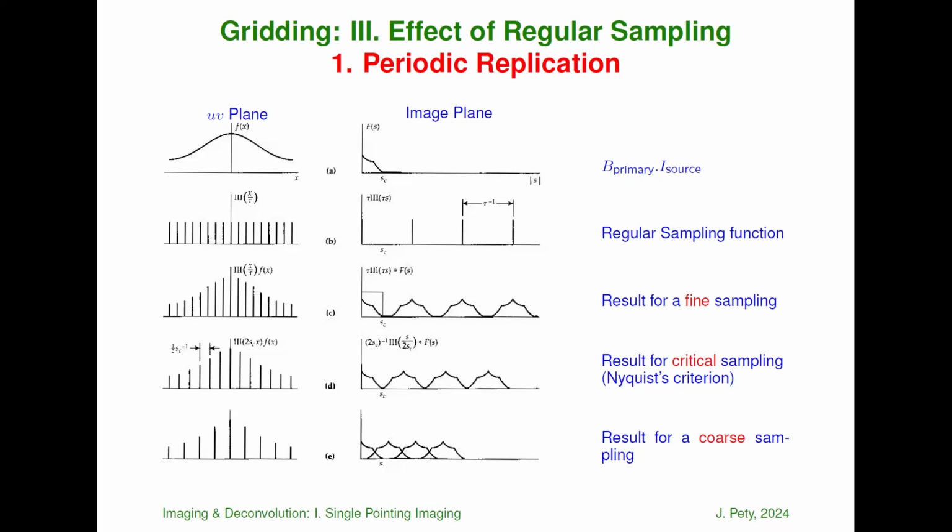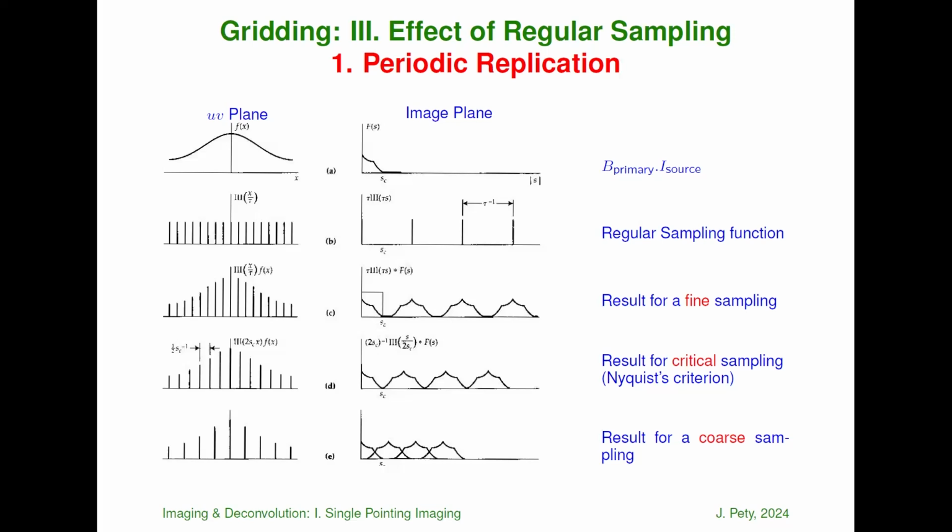Why? It's because a comb is a collection of Dirac functions. And when you're convolving a function with a Dirac, what you do is that you replicate your function at each Dirac. So here, for this Dirac, you're making a replication of your function here. For the second Dirac, you're making a replication here at this position. Third Dirac, you're making a replication here. Fourth Dirac, you're making a replication here. Okay? This is the convolution of one source by a comb.